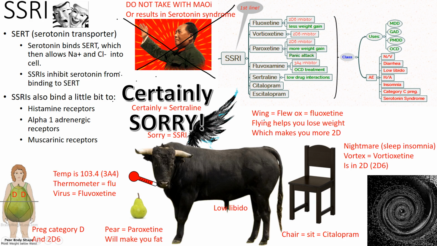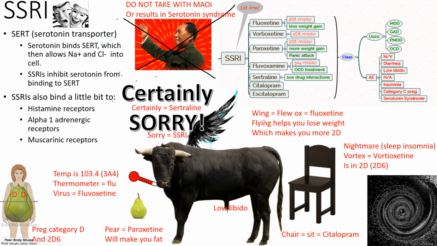The ox has a little tiny thing there, so think of a low libido on this ox. Why? Because these drugs cause low libido. In fact, a lot of people are so bothered by this adverse effect that they'll start taking bupropion because it doesn't have that effect.